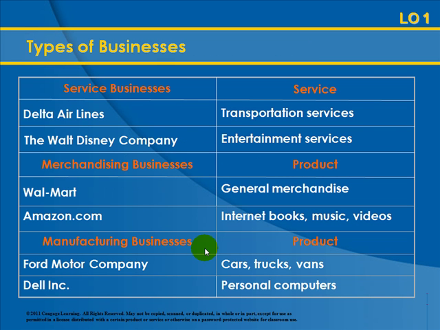There are several different types of businesses. We have service businesses, merchandising businesses, and manufacturing businesses. Service businesses such as Delta Airlines offer transportation services, while the Walt Disney Company offers entertainment services. Merchandising businesses like Walmart have general merchandise, while Amazon.com offers internet books, music, and videos. Manufacturing businesses such as the Ford Motor Company create cars, trucks, and vans, while Dell Incorporated creates personal computers.